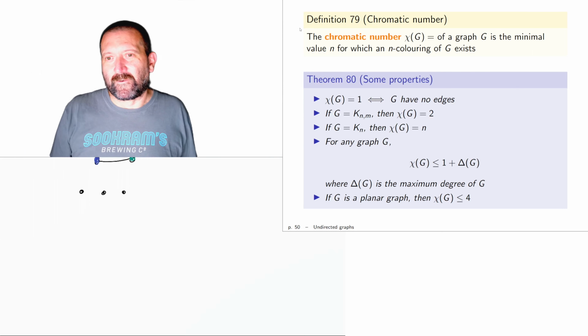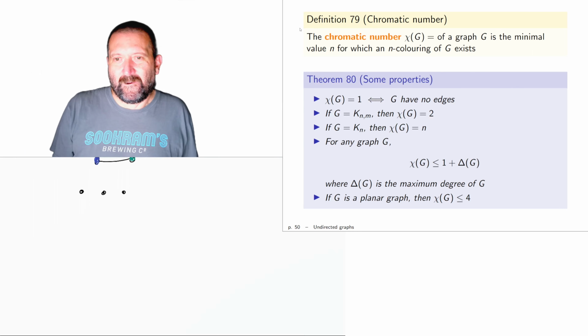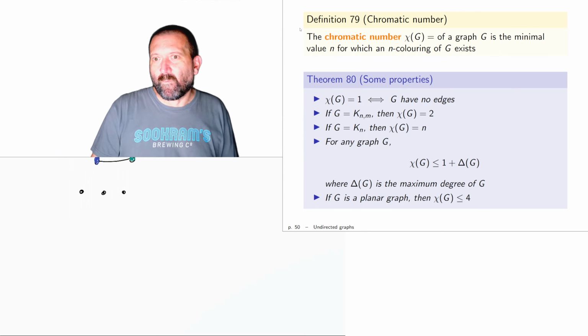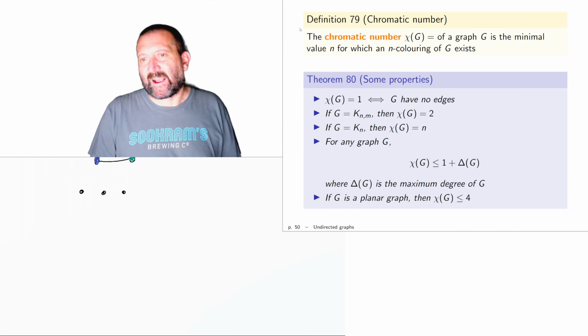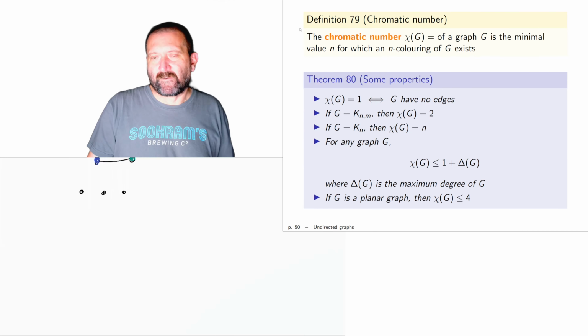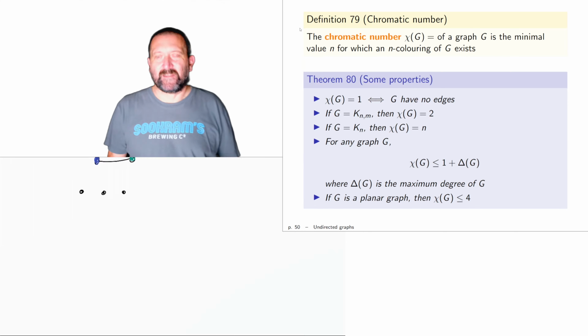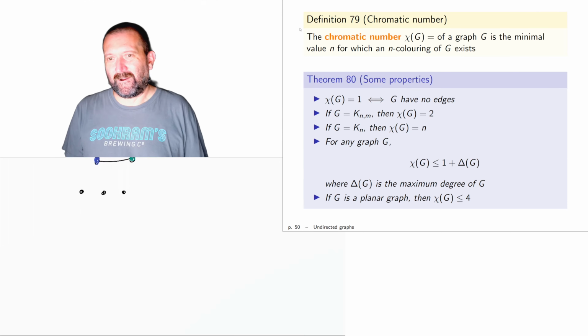These are a few results. The ones I want to draw your attention to are the last two. So for any graph, the chromatic number is less than or equal to 1 plus the maximum degree of the graph. Okay. So that's an interesting property.